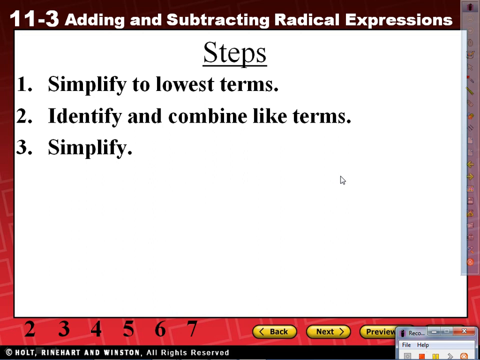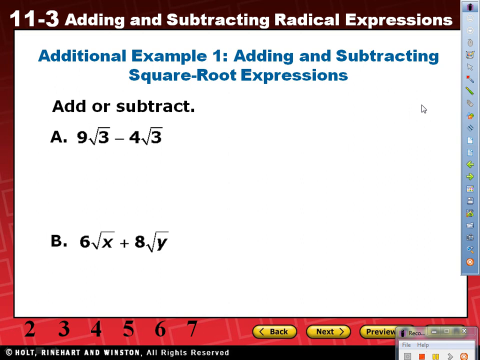Today we're going to be adding and subtracting, and you need to follow these simple steps. Once again, if you skip a couple, you're going to end up having to do a lot more steps at the end. Copy these, please. Example 1 says add or subtract: A, 9 square root 3 minus 4 square root 3, and B, 6 square root x plus 8 square root y. Copy that.